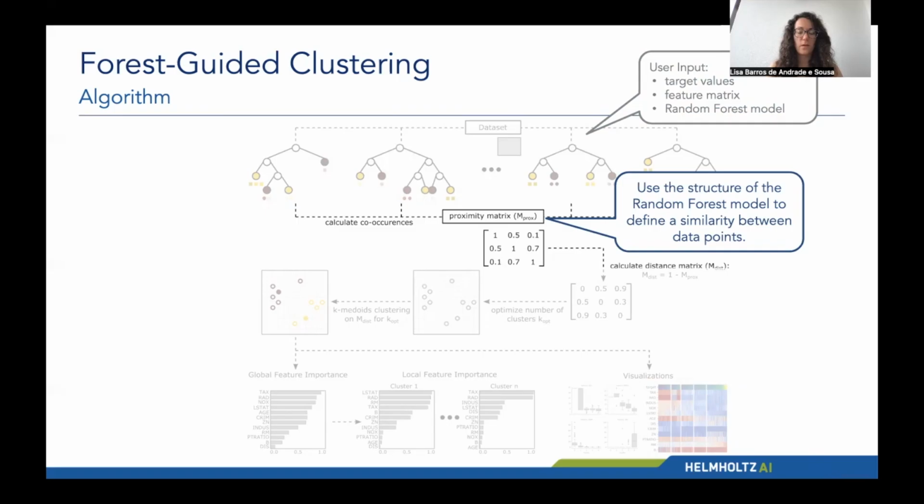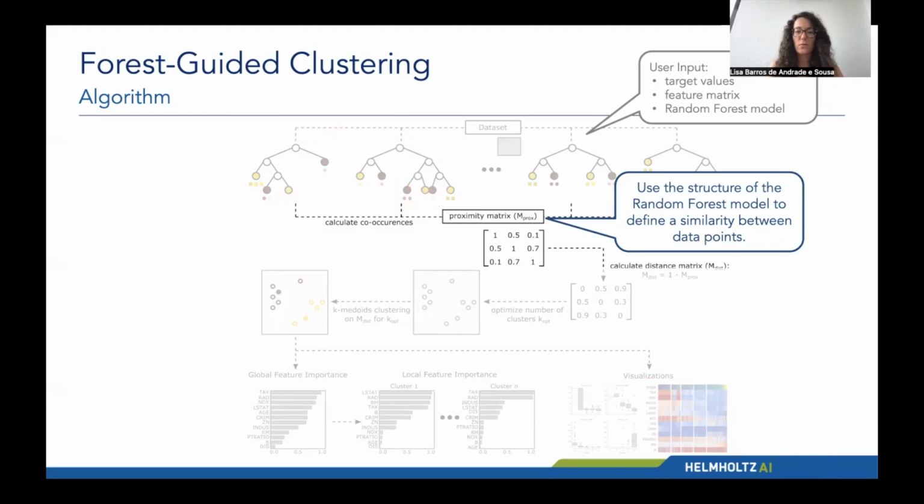But how is the similarity defined? Well, we calculate the co-occurrences of two data points in the leaves of the different decision trees. As you might know, a random forest model consists of multiple of those decision trees. If two data points now fall in the same leaves of a decision tree, it means that they follow the same decision path throughout that tree. If they do that very often throughout the whole random forest model, it means that they somehow have the same decision rules that define those data points.